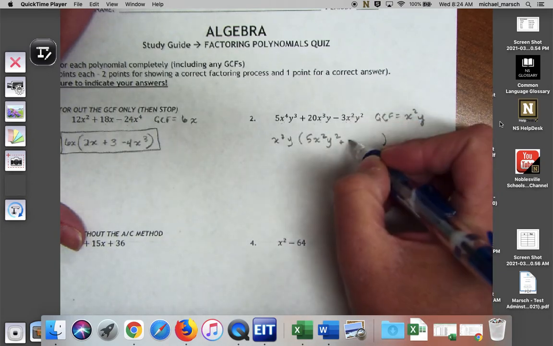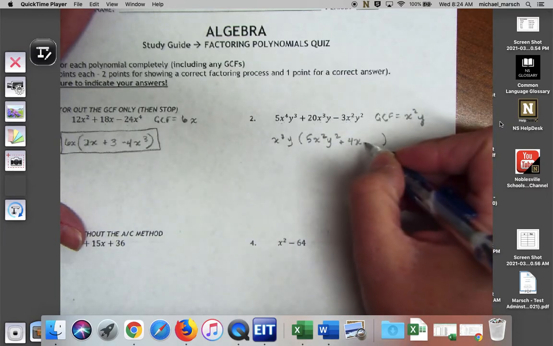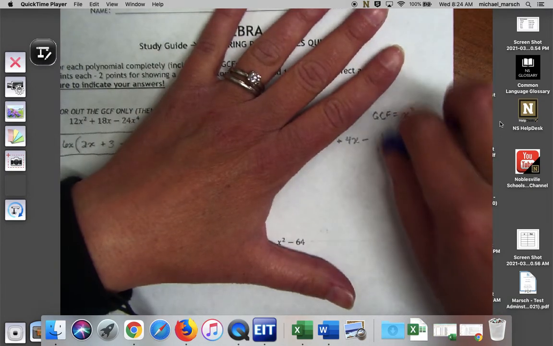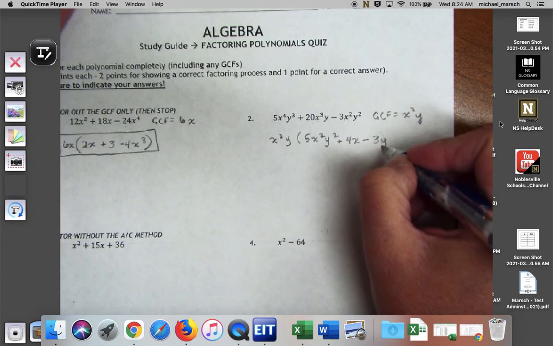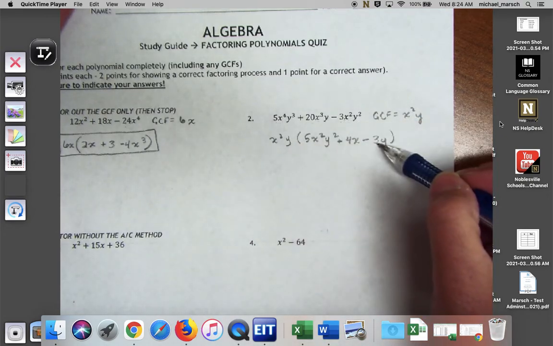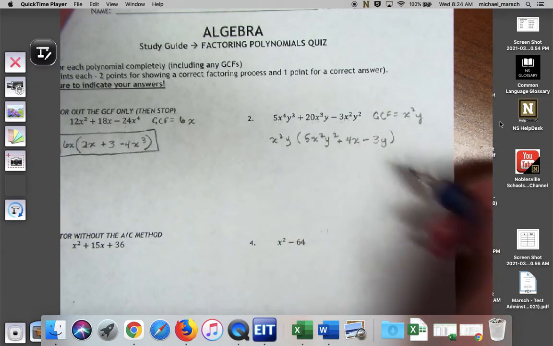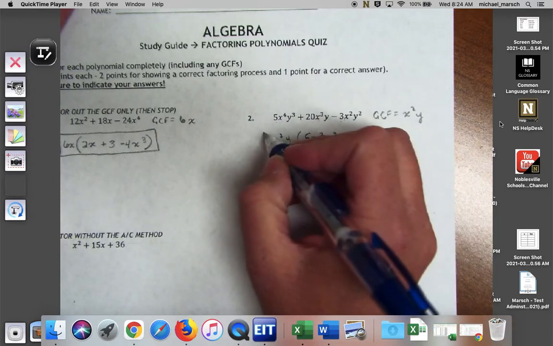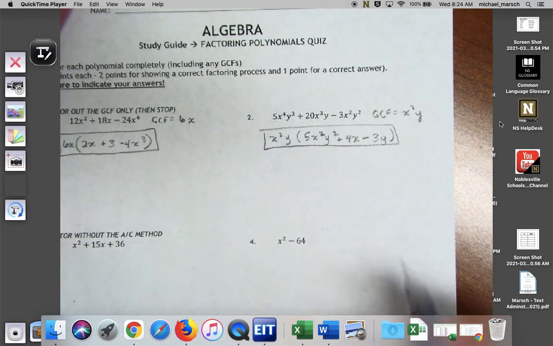Plus 4x, and I don't even need to put a y there because it's already part of that, minus 3y, because x squared y times 3y will give me negative 3x squared y squared. There we go. That one's done. Again, you can't do anything else with that. You would need quadratics for that, and we're not there yet.